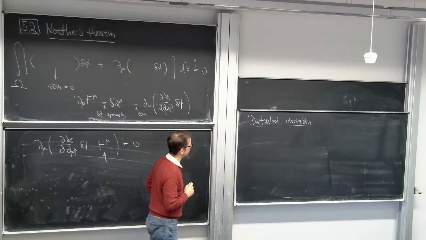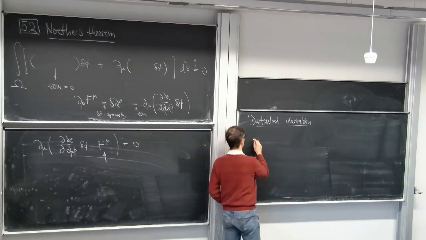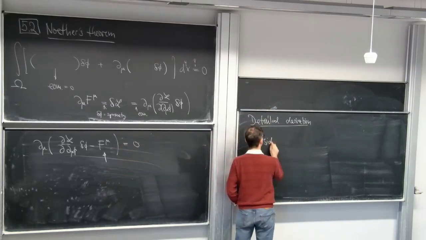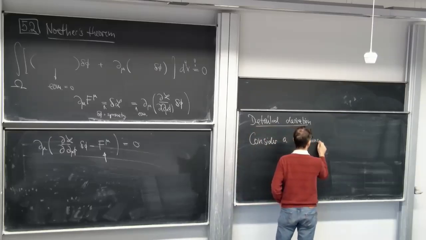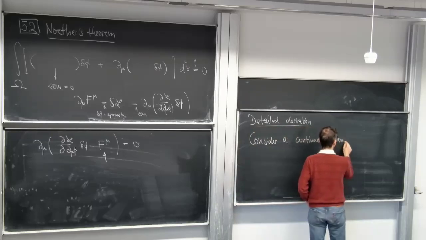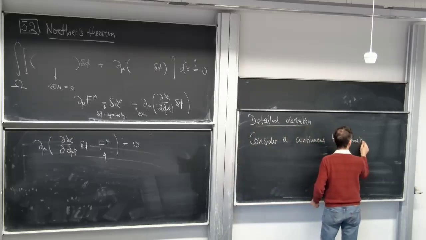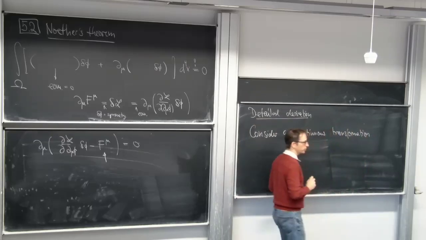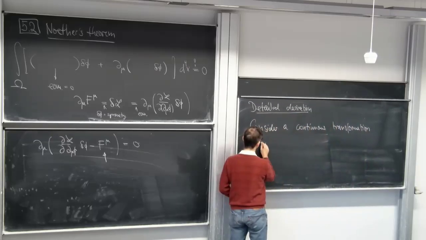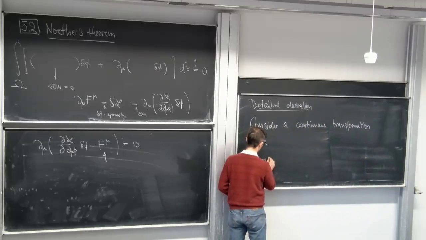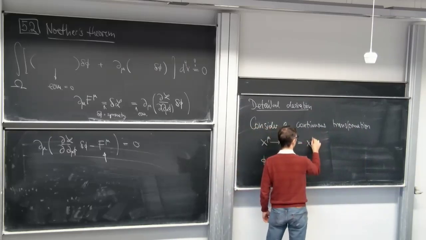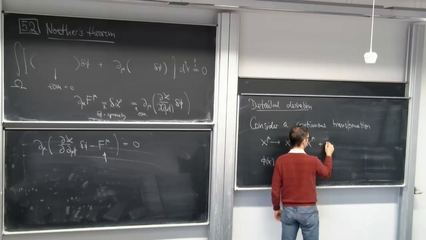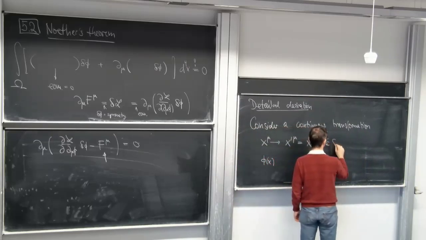In here, we now consider a continuous transformation of both coordinates and the field. So the x mu becomes an x prime mu, and that is the old x mu plus a little change. And this little change is called delta.